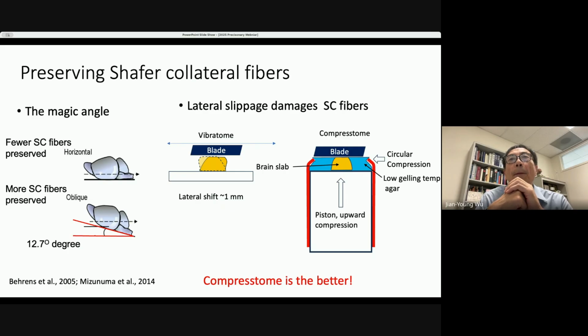So we find that with the compressed tone, the quality of the slides is largely improved, and the brain tissue is held well. Here you see in the blue is low gelling point temperature agar. That actually holds the tissue so it does not move with the blade, with a circular compression force. Those are a genius invention by Dr. Chu, I think some 20 or 30 years ago.